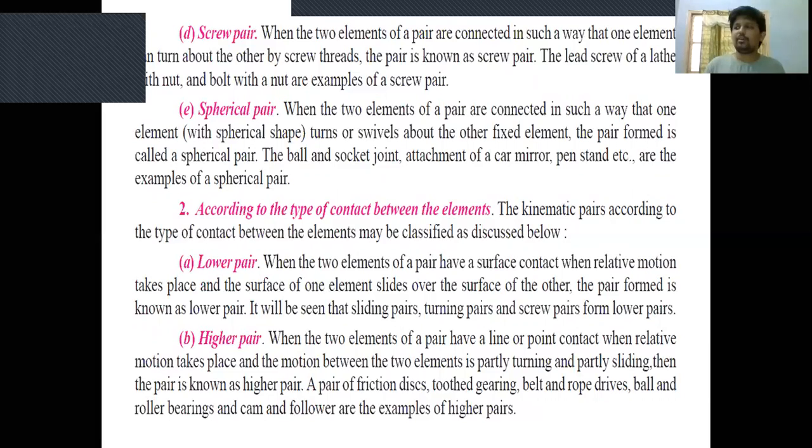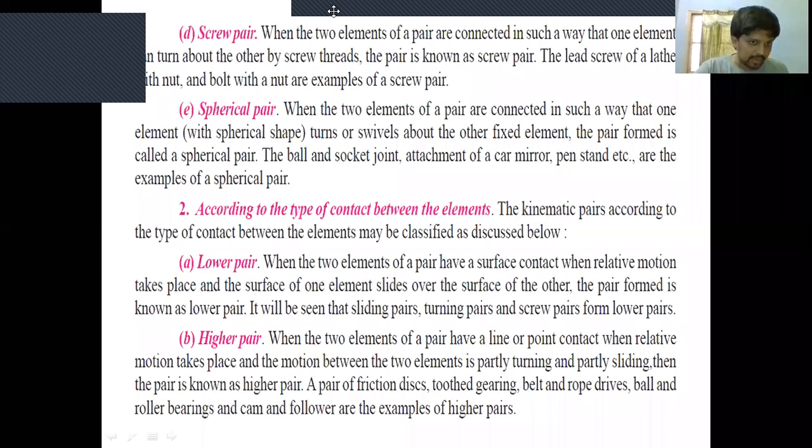Or take the example of a side mirror of a car. Or in some ways we have pen stands. You can move in any direction. These are some kinds of a spherical pair. All this comes under the relative motion between the two links. The next one is contact between the elements.